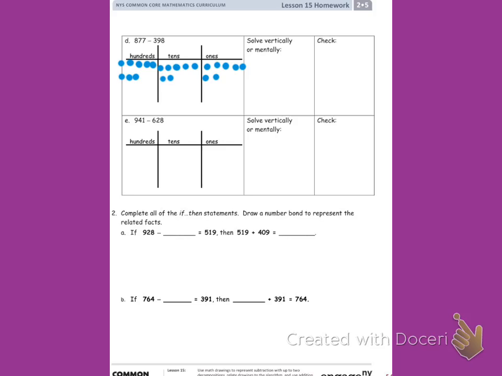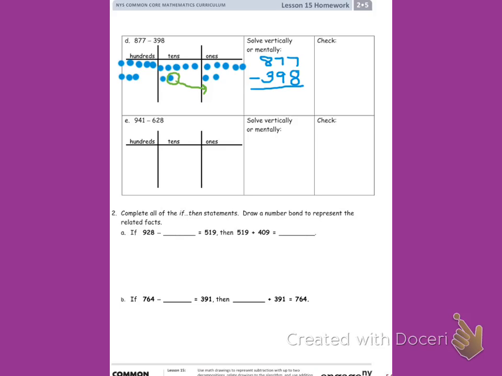Now let's go ahead and write this problem vertically in the next box. 877 minus 398. I know it says that I can do the problem mentally, but I like to do it vertically so my teacher can see how I solve the problem. Now it's time for me to subtract. I have 7 ones and I need to take away 8 ones. Well, that's not possible because I don't have enough. So I'll go ahead and unbundle a group of 10 and move it over to the ones place.